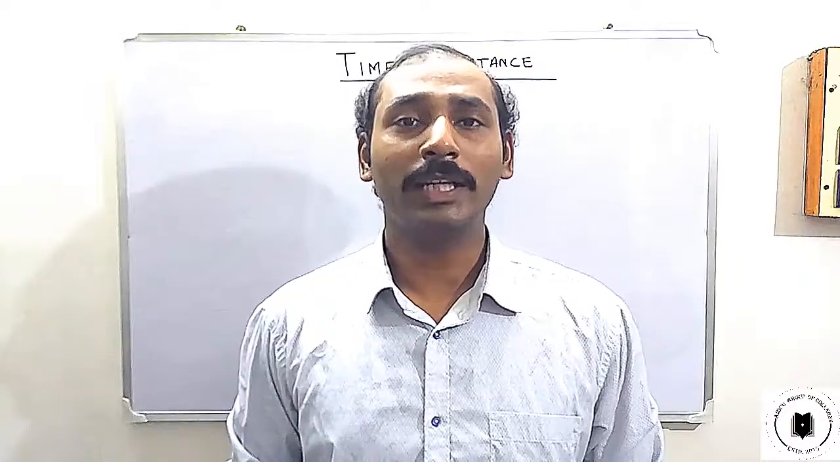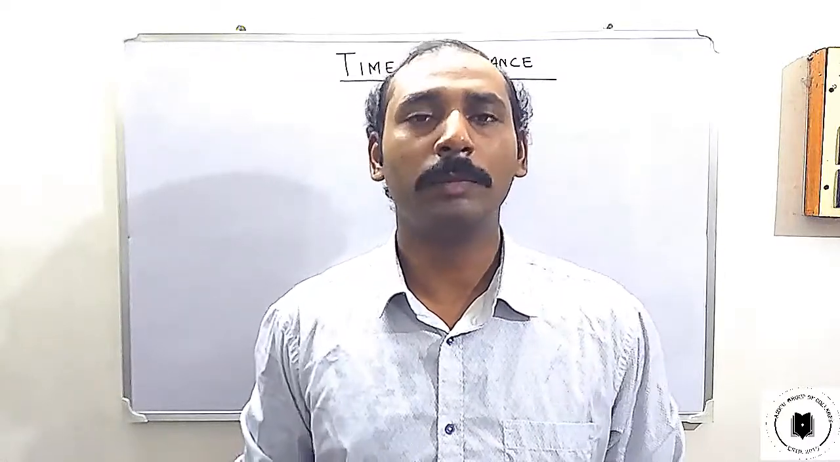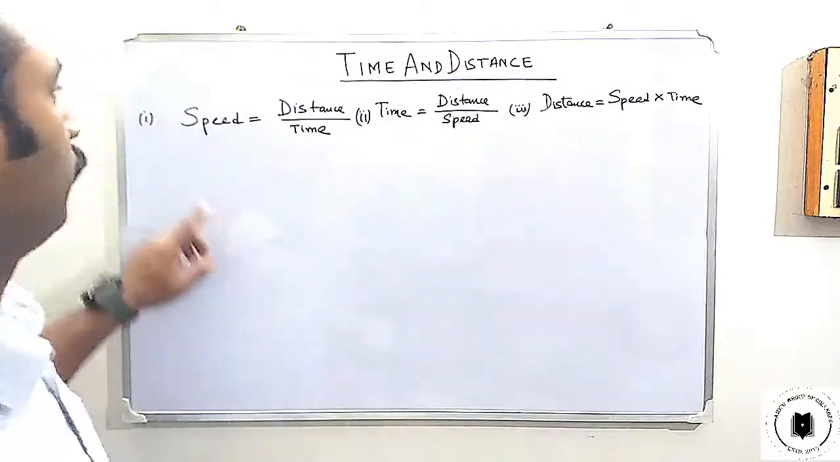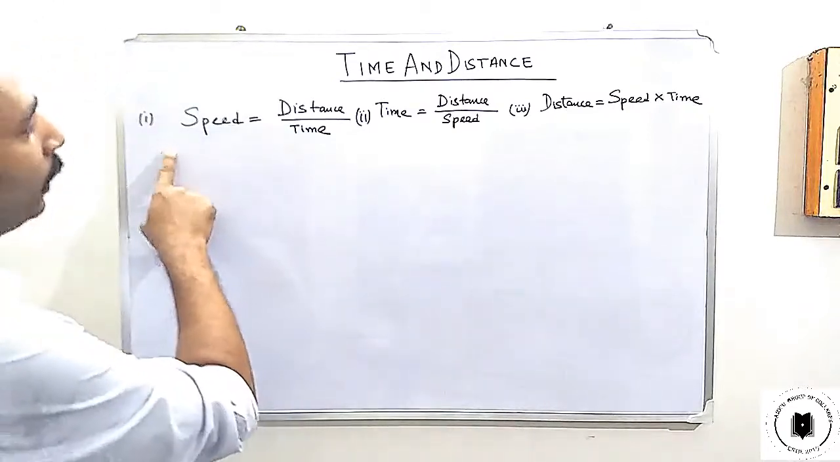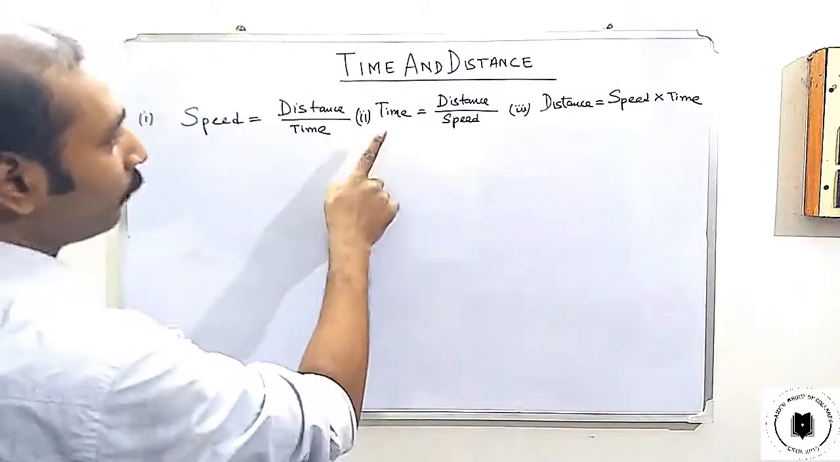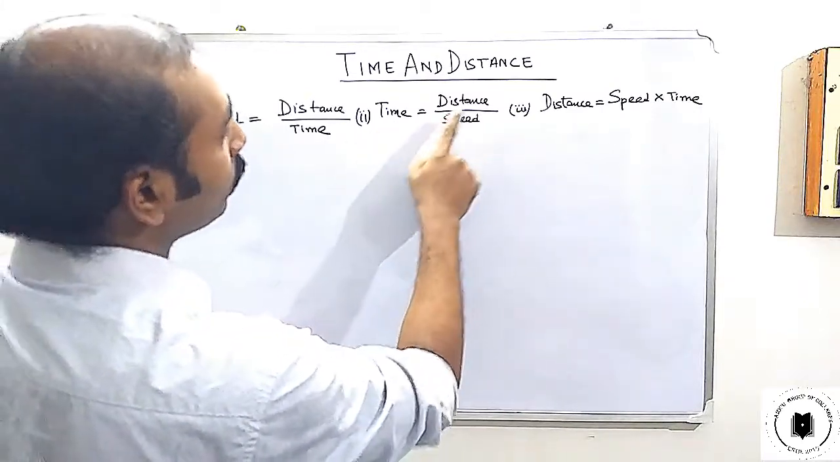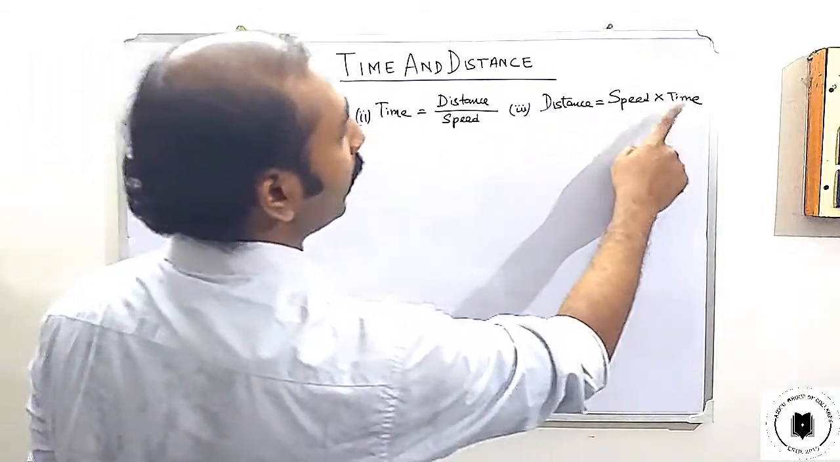Now, what is time and what is distance, and what are the relationships that can be built up between these two? From our childhood, we have learned this formula which says speed equals distance by time. The second formula says time equals distance by speed, and the third formula is distance equals speed into time.